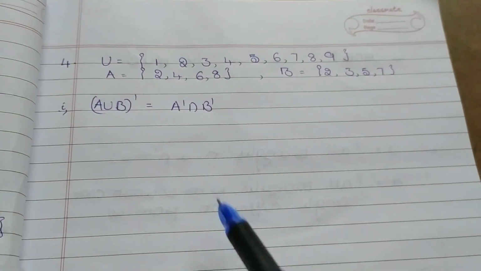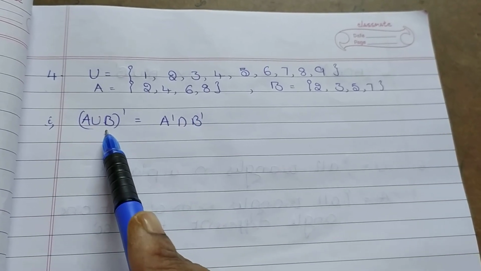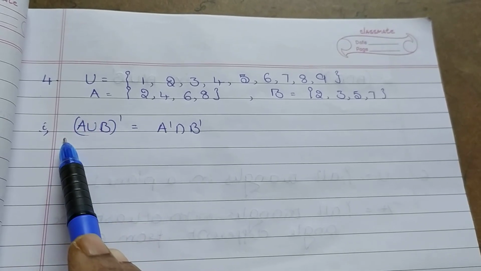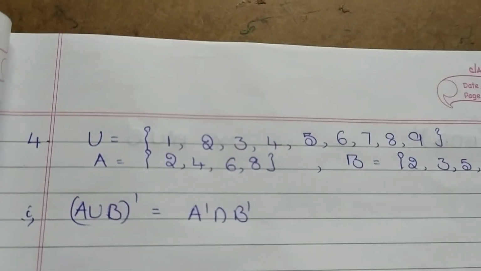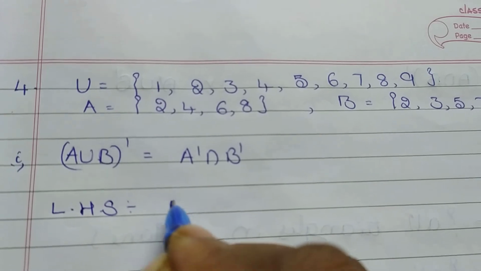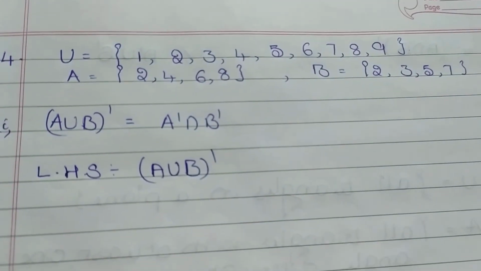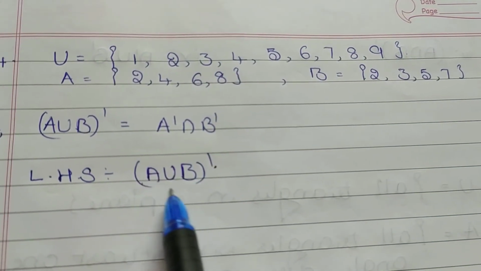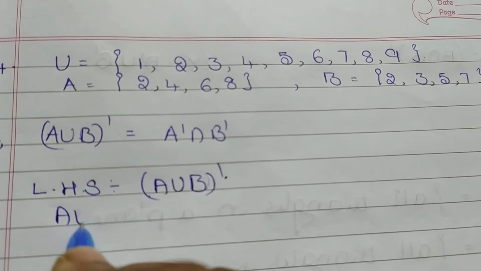Here they gave the sets like this, the universal set, A and B, and they are asking us to prove this. If you observe, this is nothing but one of the De Morgan laws. So we have to verify this. Let us take the LHS. In order to show LHS equals RHS, let us consider them separately. So we are considering A union B whole complement. In order to find the complement of the given set, first we have to simplify whatever the set is. So let us find what A union B is.